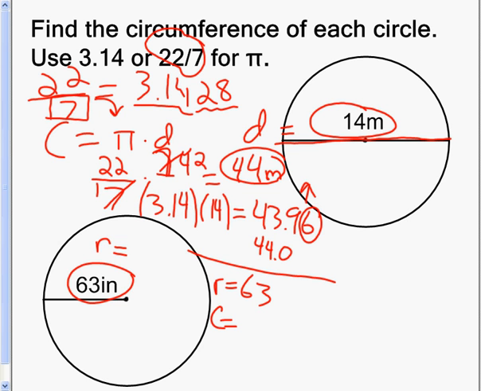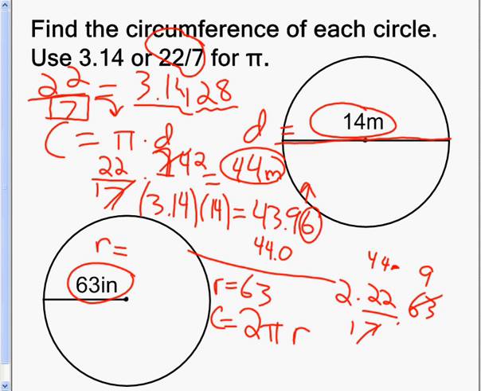Circumference equals 2 pi r. So let's plug that in. We've got 2 times 22/7 times 63. Divisible by 7, so we can cancel. And I've got 2 times 22 times 9. 2 times 22 gives me 44. 44 times 9 is going to get me 360 plus 36 is 396 inches is my circumference.